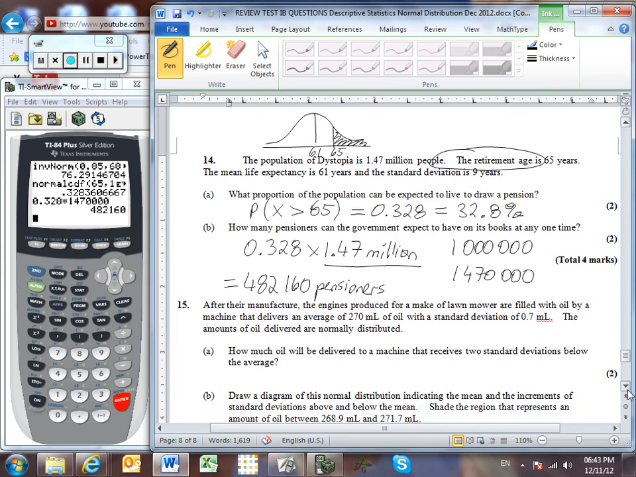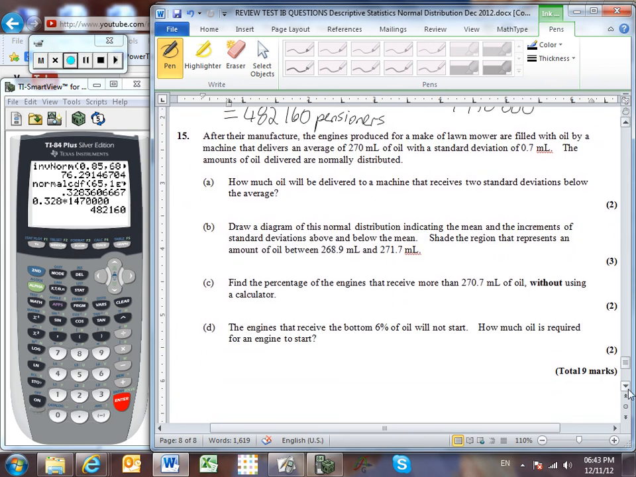And the last question on this review package is number 15. So we've got some engines that are filled by oil, an average of 270 milliliters. The standard deviation is 0.7. They're normally distributed. How much oil will be delivered to a machine that receives 2 standard deviations below the average?